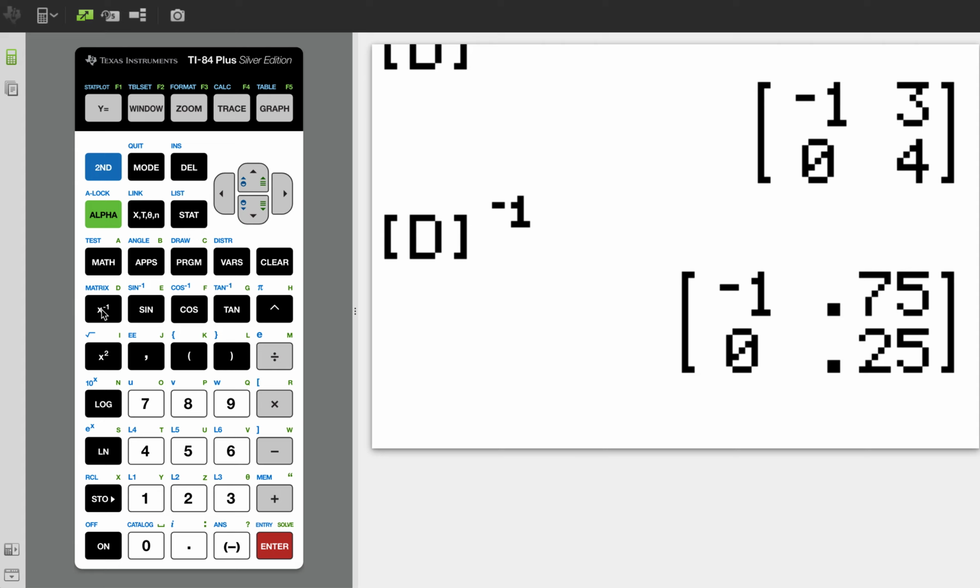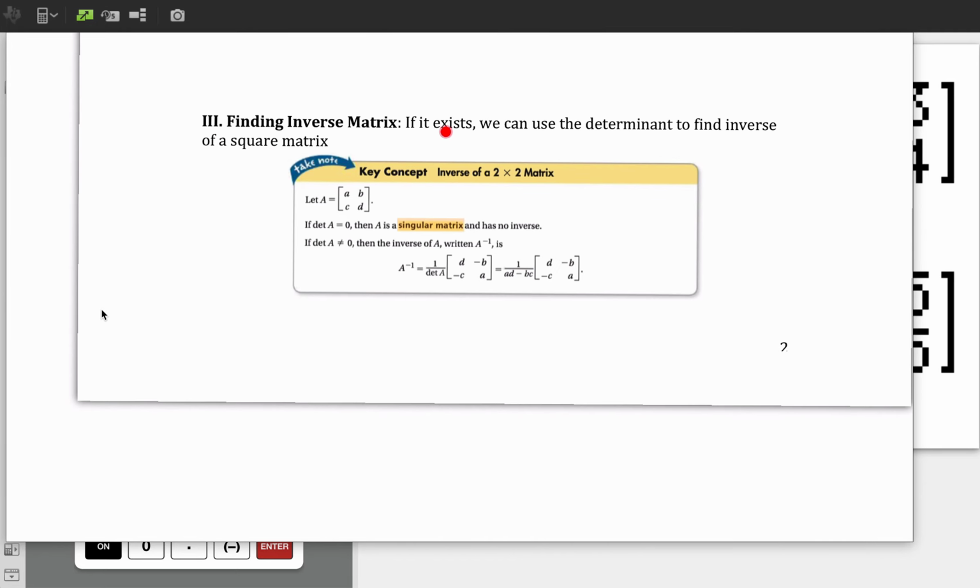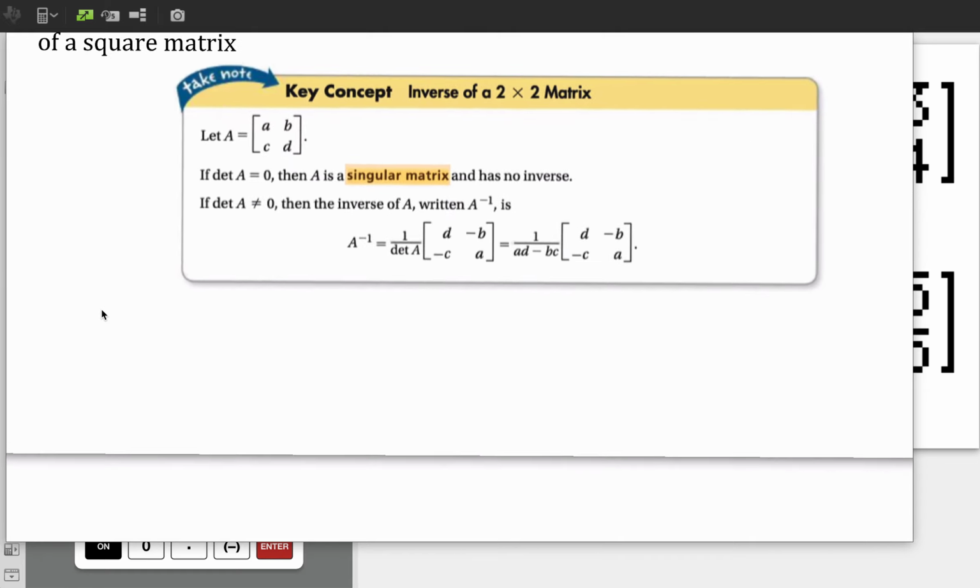So hardly any work. So let me show you how it's done by hand, and so thus how our calculator is doing it. So if it does exist, we can use the determinant to find the inverse of a square matrix. So if you have some A, B, C, D as your matrix here, first off, if the determinant is 0, then there is no inverse, and we call that a singular matrix.